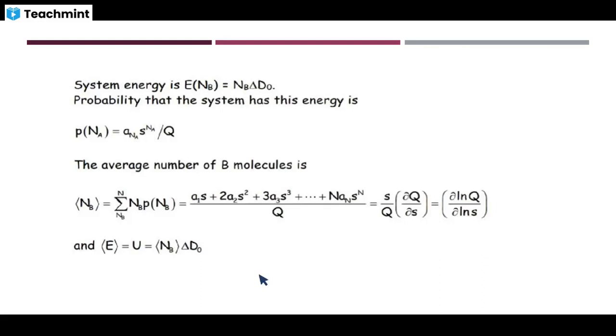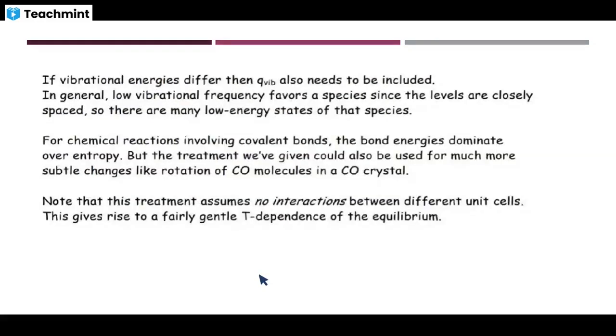If vibrational energies differ, then Q vibrational also needs to be calculated in general. Low vibrational frequency favors a species since the levels are closely spaced, so there are many low energy states of that species. For chemical reactions involving covalent bonds, the bond energies dominate over entropy. But the treatment we have given could also be used for much more subtle changes, like rotation of CO molecules in a CO crystal. Note the treatment assumes no interaction between different unit cells. This gives rise to a fairly gentle temperature dependence of the equilibrium.